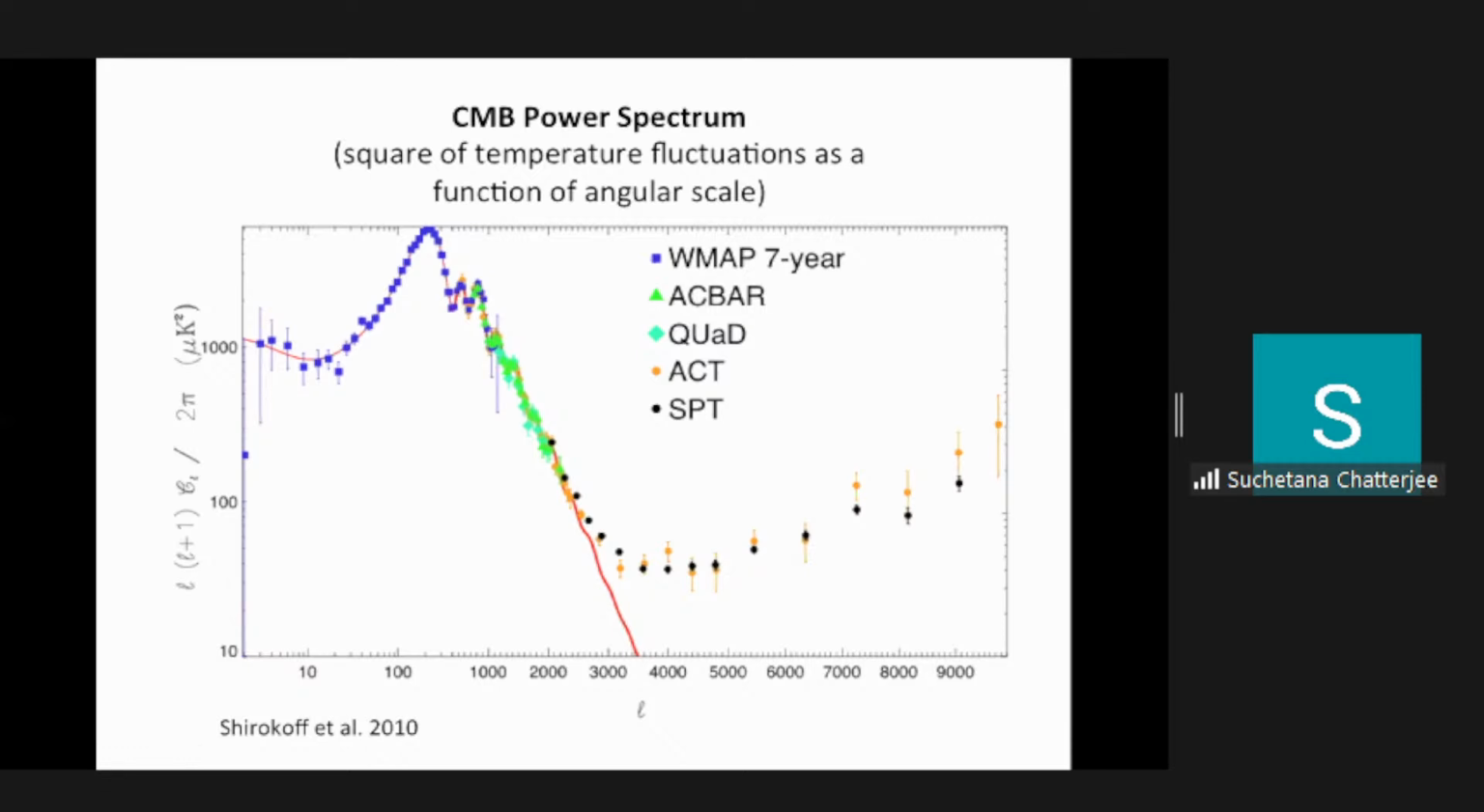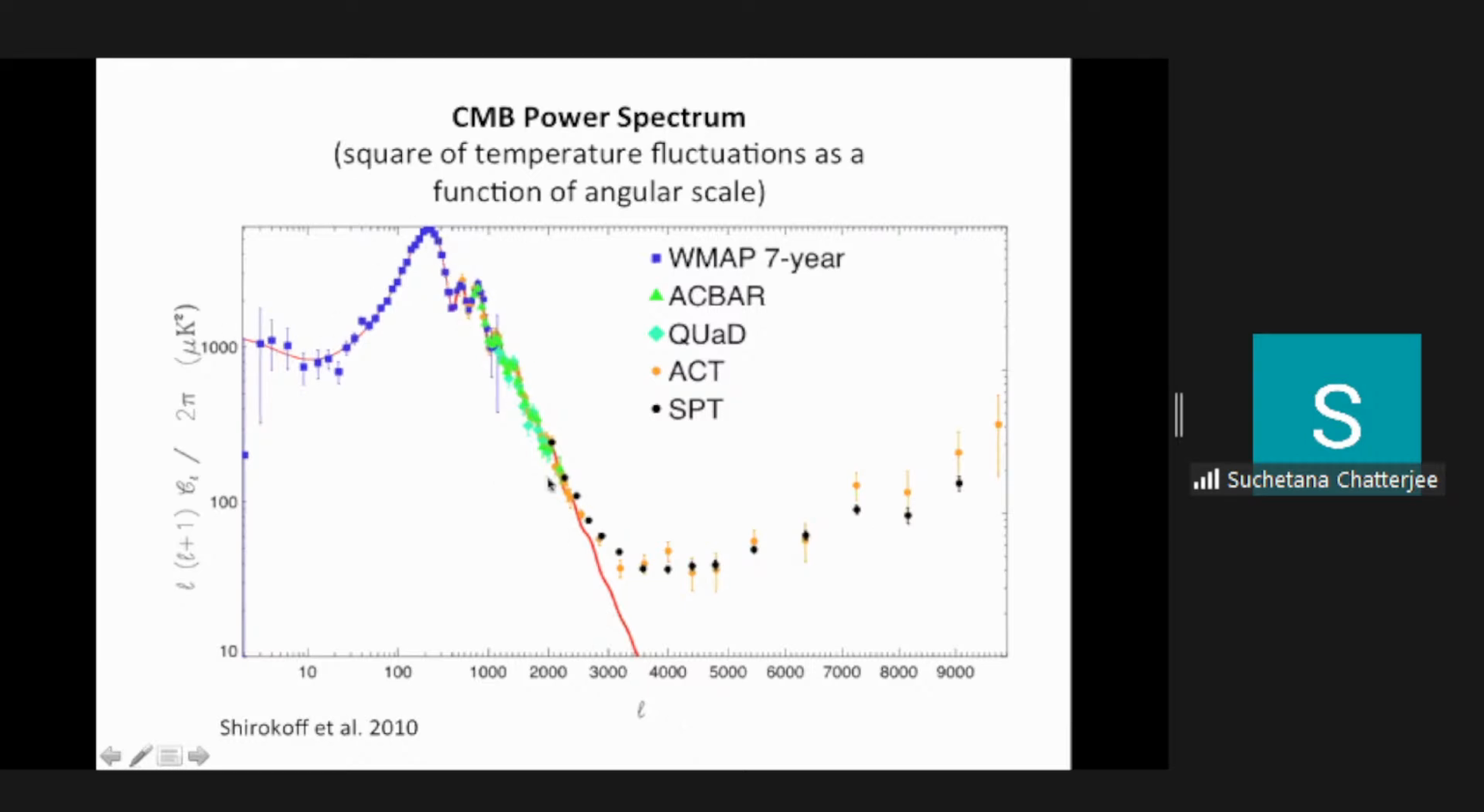But this plot is interesting in the sense that what you see here in the red solid line is a theoretical fit to the data. And what you see is that here there is a flat part. Here you have oscillatory changes in the temperature fluctuations. And then it falls off and then it again increases. Okay. And here is the fit. This red line is a theoretical fit.